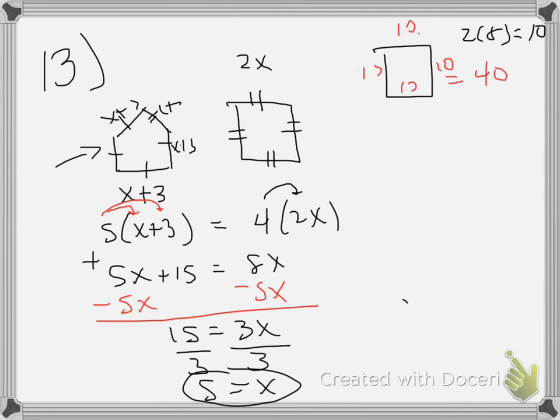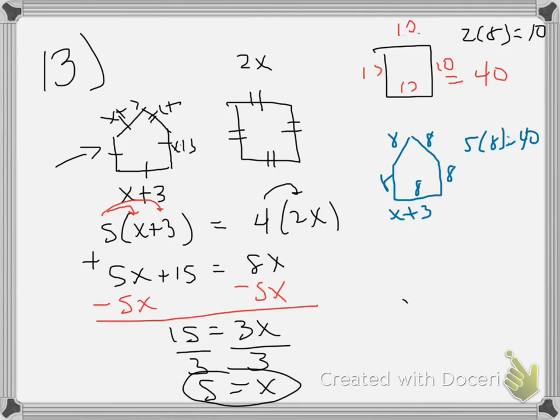All right, on the pentagon, we know it's x plus 3. And if x is 5, that makes each side 8. That's 8, that's 8, that's 8, that's 8, and that's 8. So 5 times 8 would equal 40. So you can see that when x is 5, both perimeters are exactly the same.